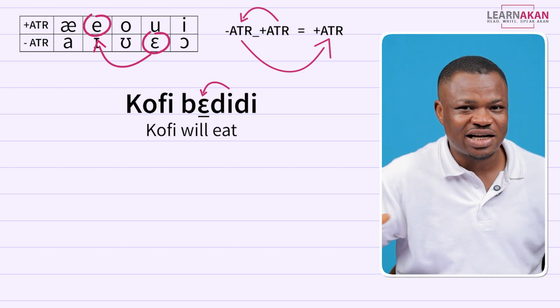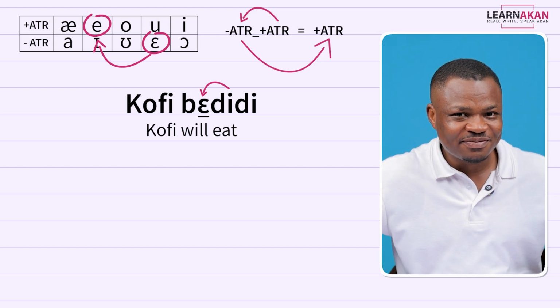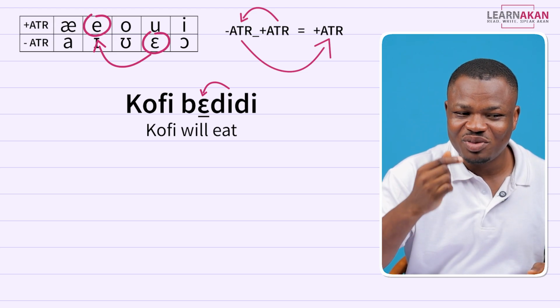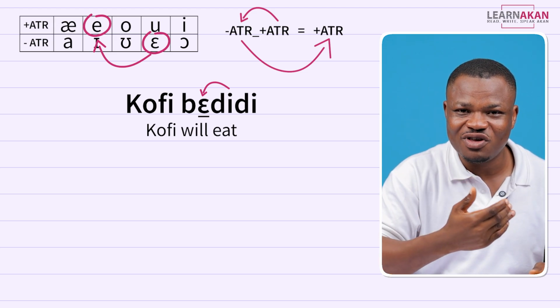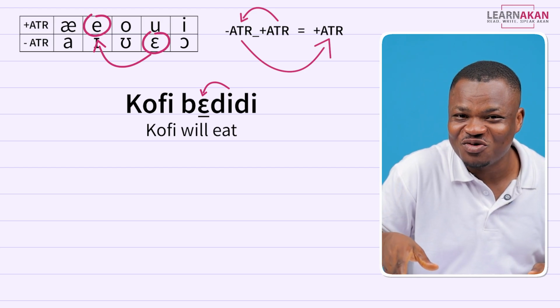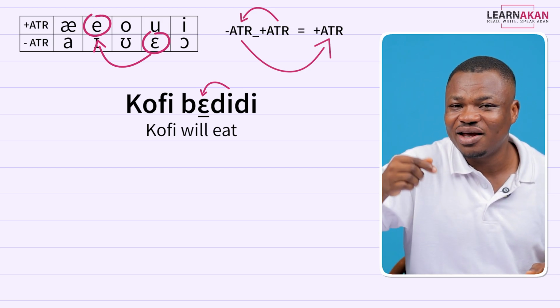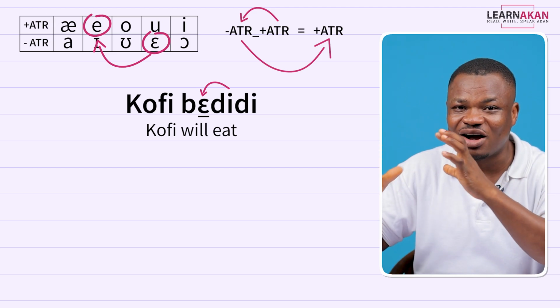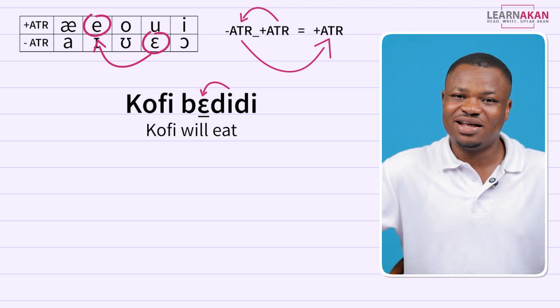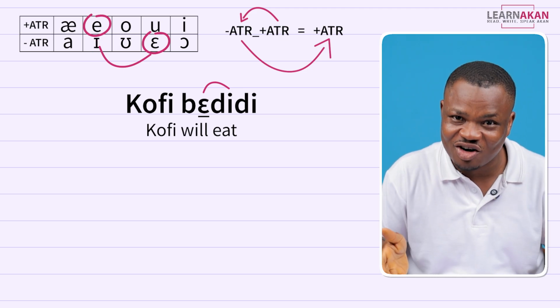And that ensures that there is harmony. You get it? So in speech, you as a learner will be listening to hear Kofi be didi. But what you mostly hear will be Kofi be didi, because vowel harmony is ensuring that there is harmony amongst the vowels in that environment.